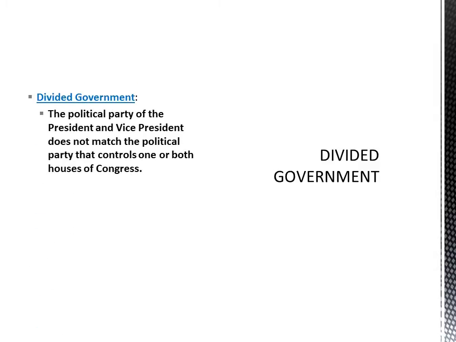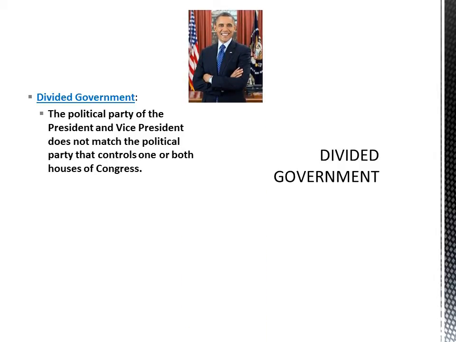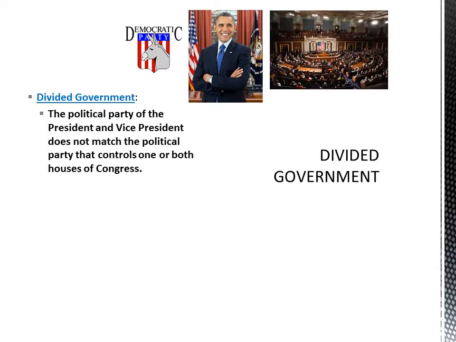Divided government has become an almost regular occurrence in American politics. Divided government is a circumstance in which the political party of the president and vice president does not match the dominant party of either one or both houses of Congress. Take the current situation, for example. President Barack Obama and Vice President Joe Biden are members of the Democratic Party, but they are forced to balance out their policy demands with a Congress that is controlled by Republicans in both houses.